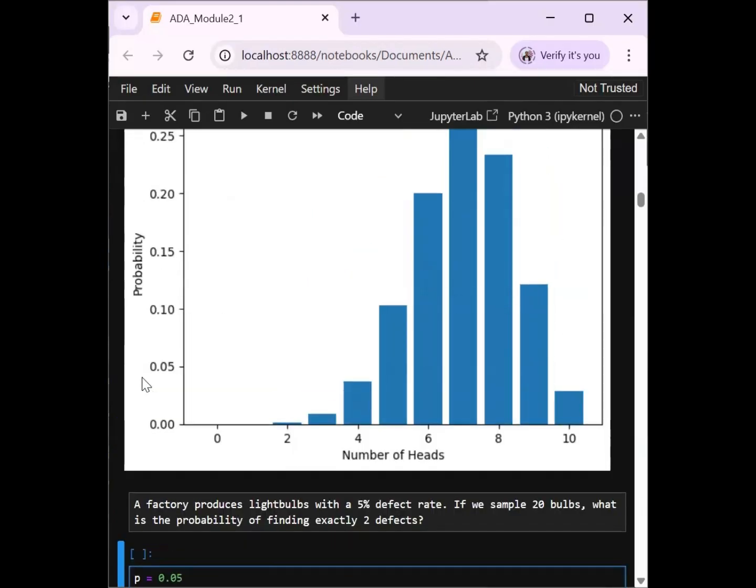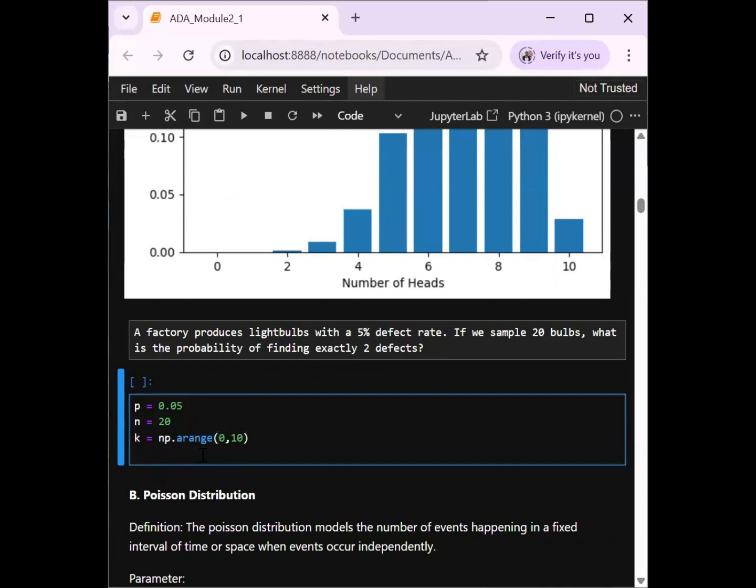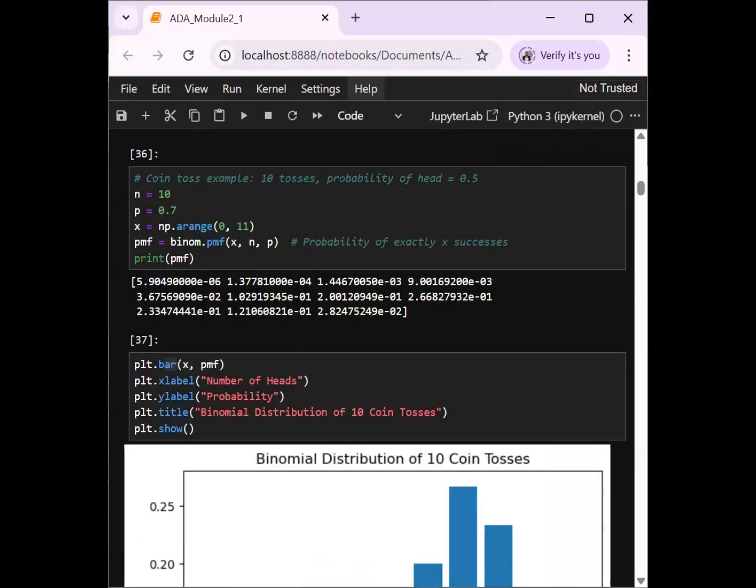So let's take a range. It could be one, it could be two, it could be three. Let's just create a list of numbers to simulate things. So we have np, that's a range. And then we want to find the probability. So here we did binom.pmf, and then we just did this.